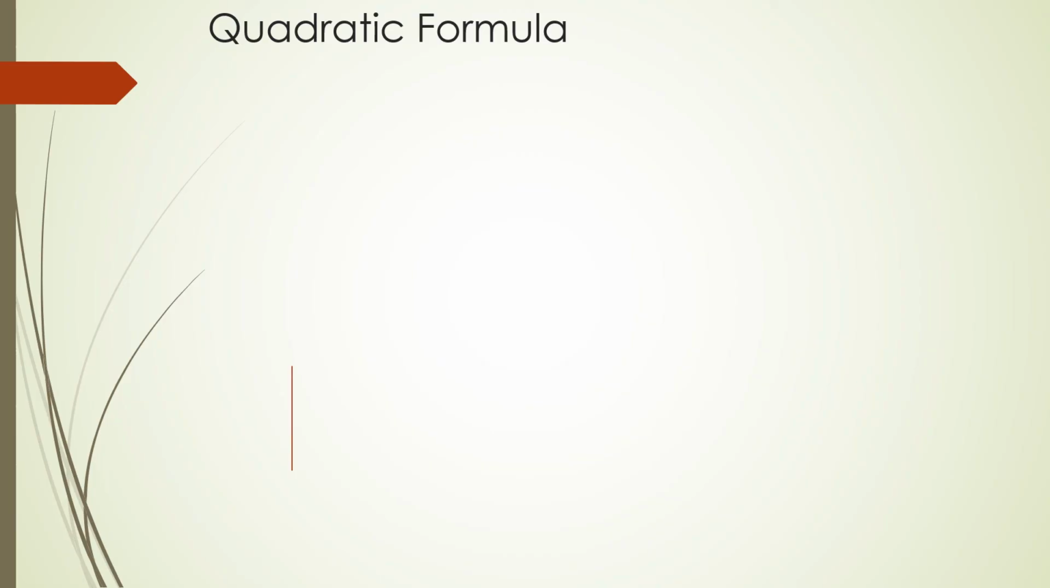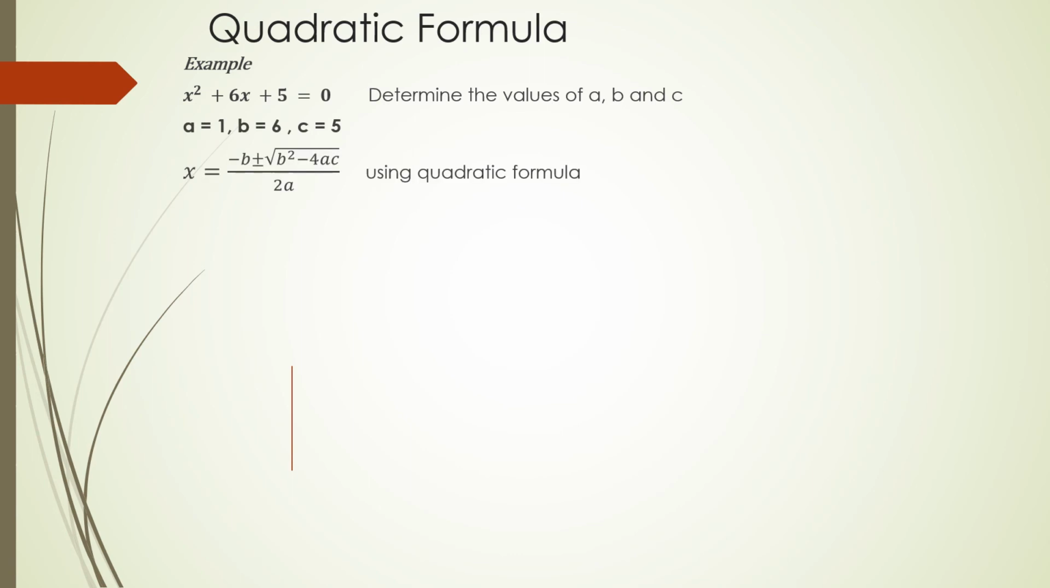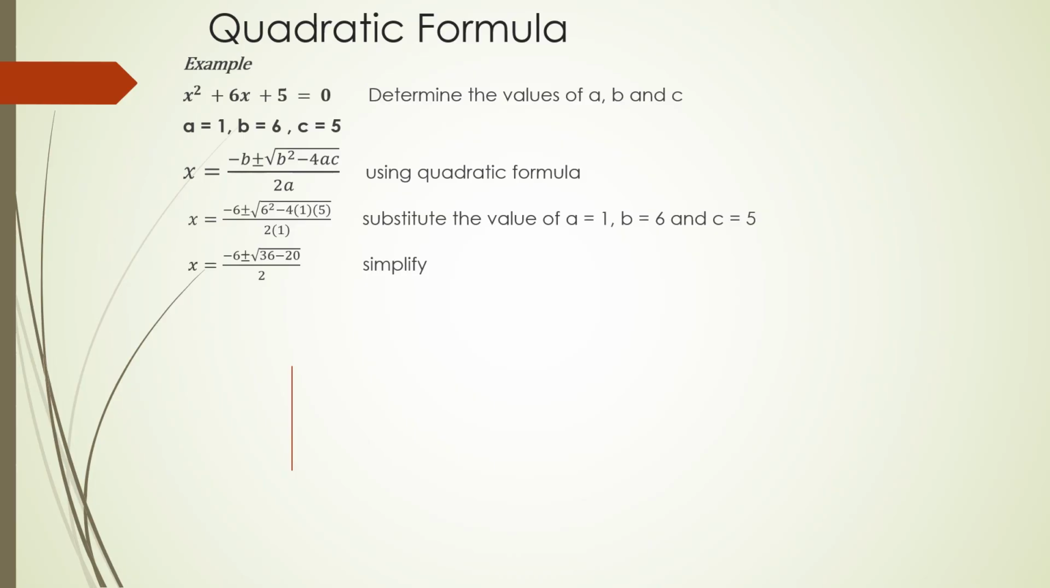Solving quadratic equation using the quadratic formula. So for the example, you have x squared plus 6x plus 5 is equal to 0. First thing that you're going to do is to determine the values of a, b, c. So a is equal to 1, b is equal to 6, c is equal to 5. So using the formula, substitute nyo lang lahat ng value. Papalitan lang po. Then simplify. So unang isi-simplify natin dyan is 6 squared. So 6 squared will become 36, and then you have 4 times 1 times 5, it will become 20. So 36 minus 20, that is 16, and get the square root of 16, that is 4.